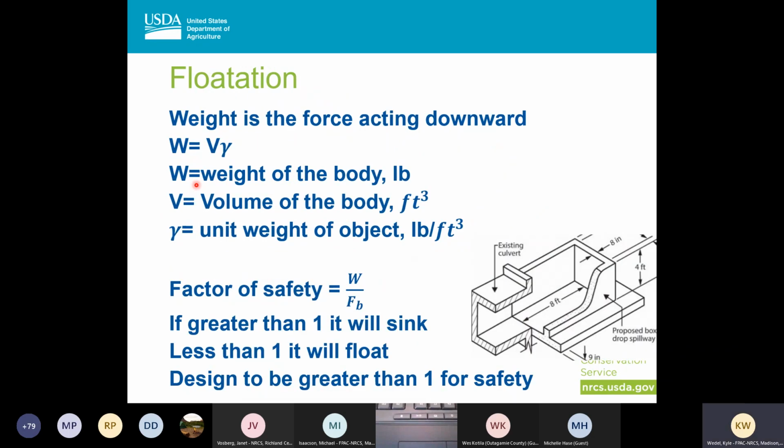Weight is the force acting downward. In this case, you take the volume of the concrete and multiply it by the unit weight of the concrete, so maybe 150 pounds per cubic foot. You figure out how much concrete you have, and you multiply that through. If you get a pre-manufactured manhole, sometimes they'll list what the weight is, so you wouldn't have to actually do this calculation.